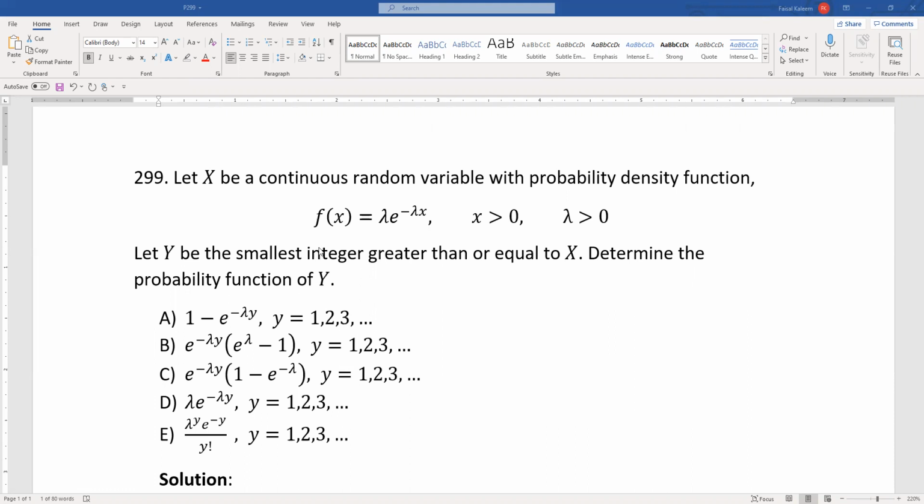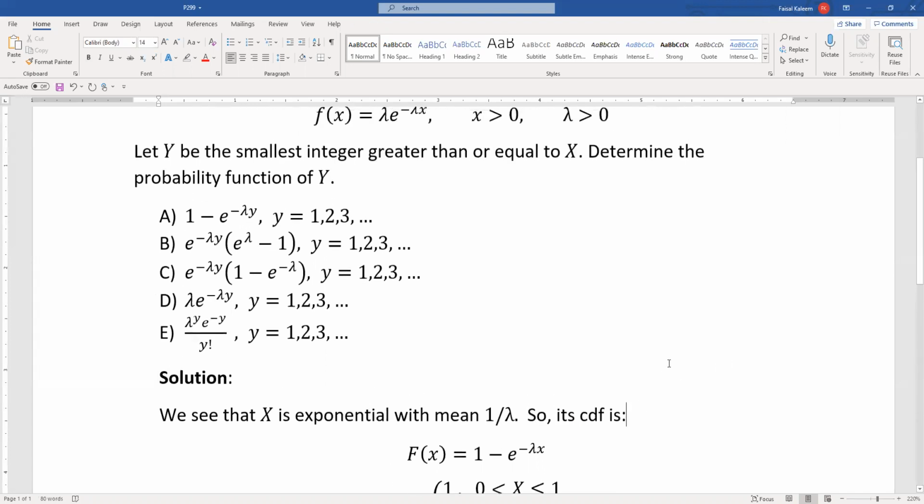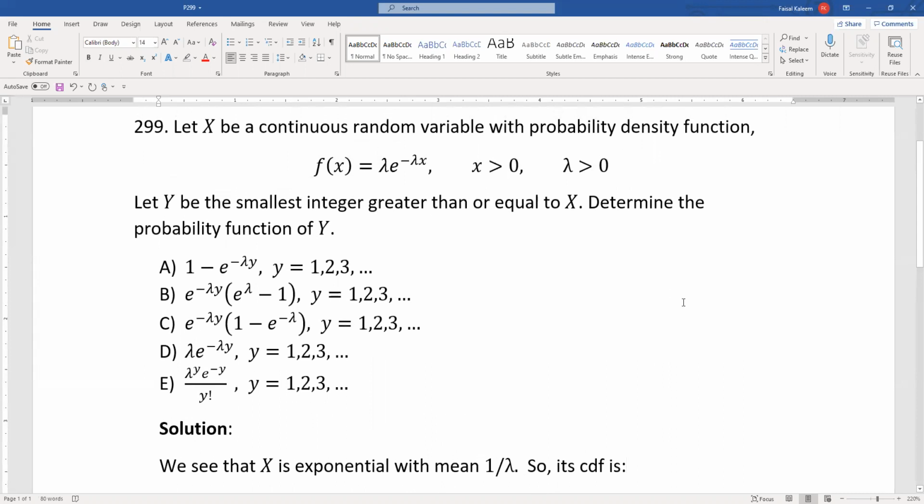So now notice that X is actually an exponential variable because this is the PDF of an exponential variable. And actually, it's an exponential variable with mean 1 over lambda. So the CDF we know would just be 1 minus e to the negative lambda x, if this is the PDF, lambda e to the negative lambda x.